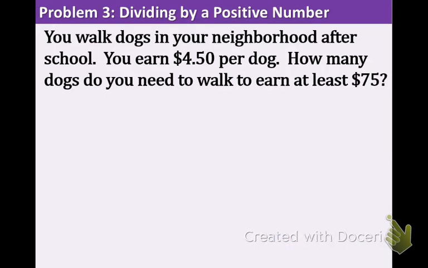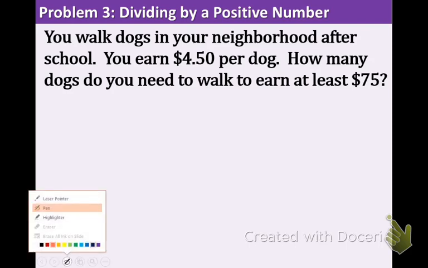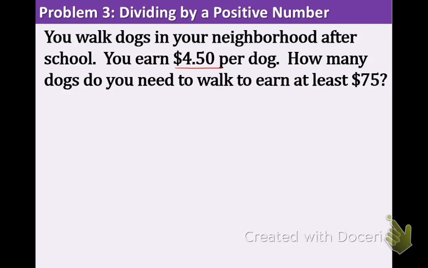Okay, example 3 on the back. This is about walking dogs. You walk dogs in your neighborhood after school. You earn $4.50 per dog. How many dogs do you need to walk to earn at least $75? So now let's underline the givens. $4.50 per dog, and you want to earn at least $75. And the question is how many dogs?